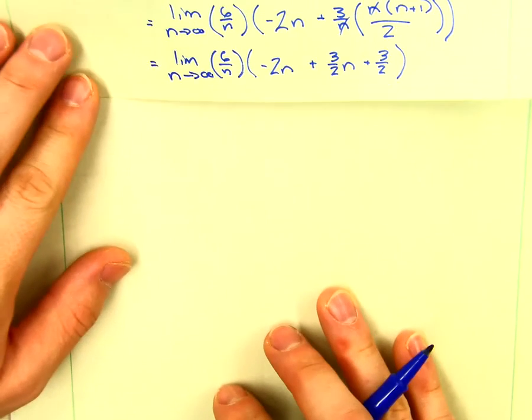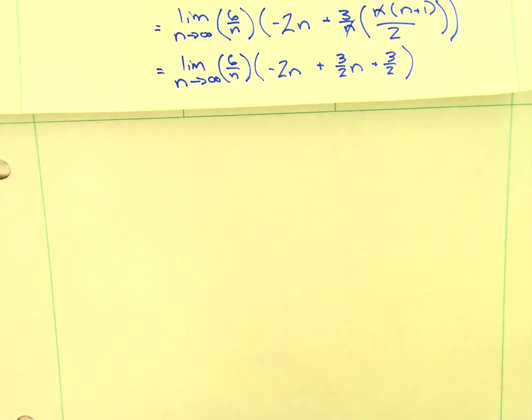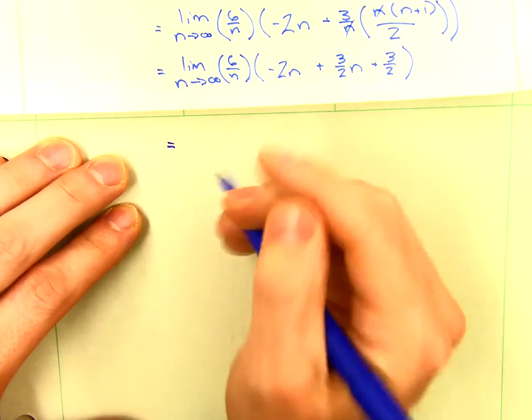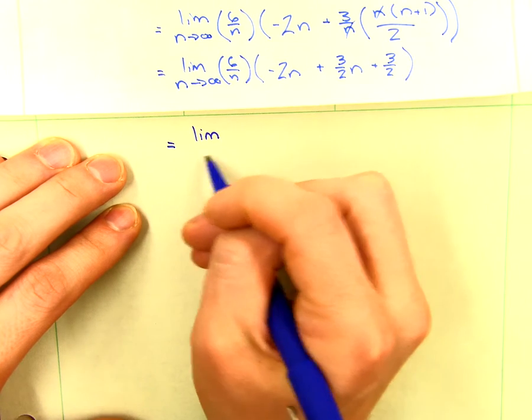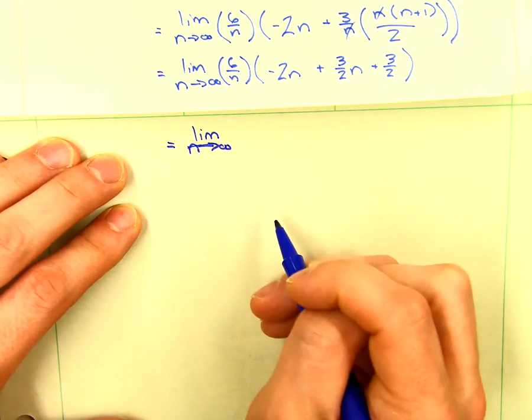Now let me switch over to a new sheet. Now once I get this far, I'm really, really close. I'm all just doing algebra at this point. So I'm just going to rewrite this function once more. So I have the limit as n goes to infinity.